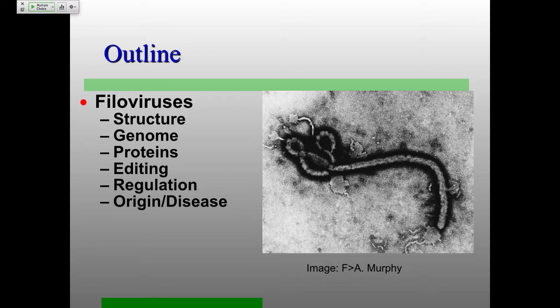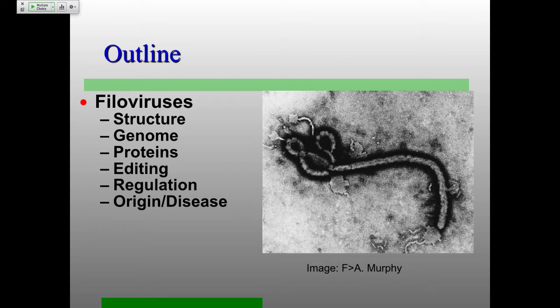I'm going to switch things around a little bit from my normal order and talk about the disease and things at the end. And those of you who printed out the notes know that there are way too many slides, so we're not going to get through all of them at the end. So I want to talk about the important stuff at the beginning, i.e. structure, genome, proteins, editing, and regulation, which, again, is really similar to these rhabdoviruses.